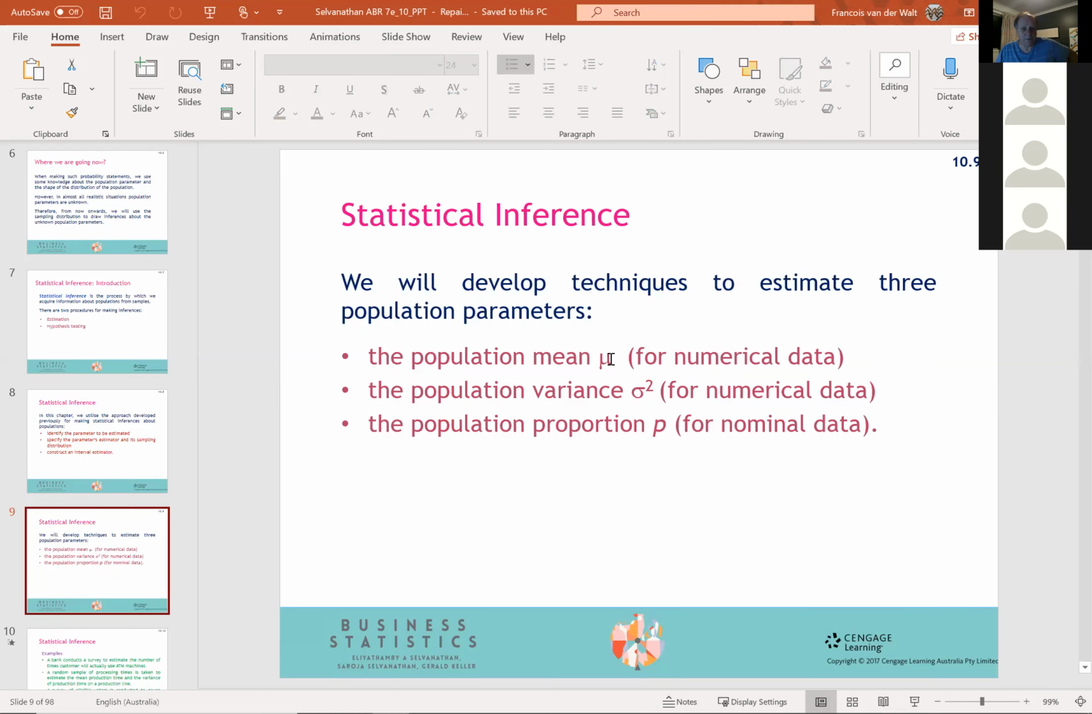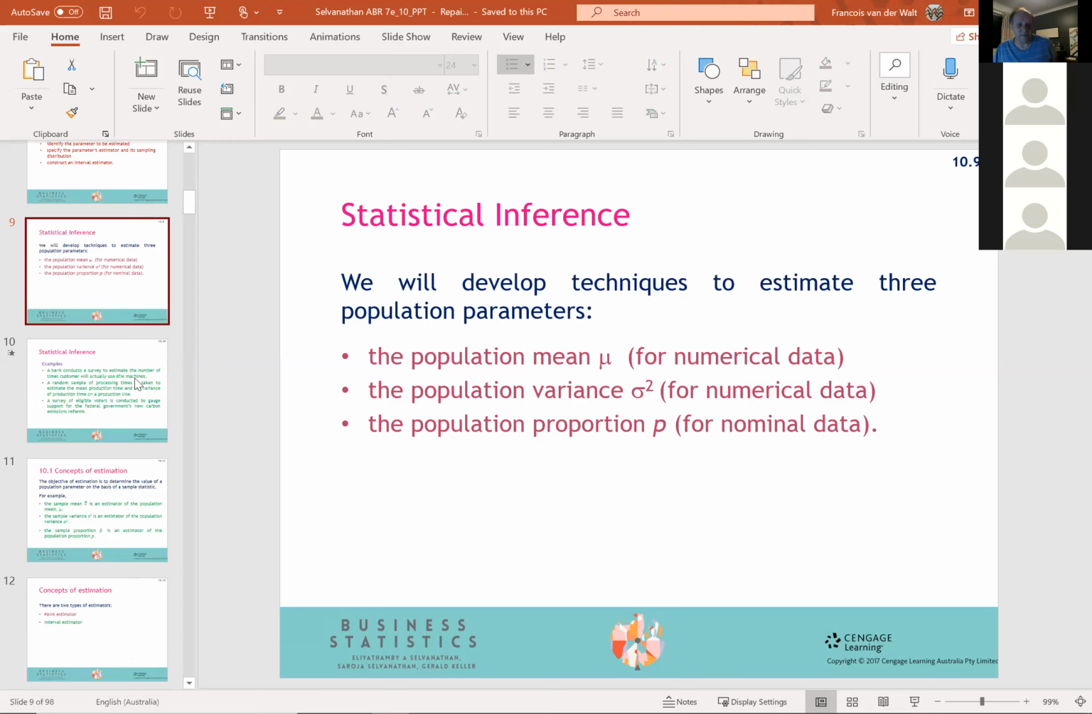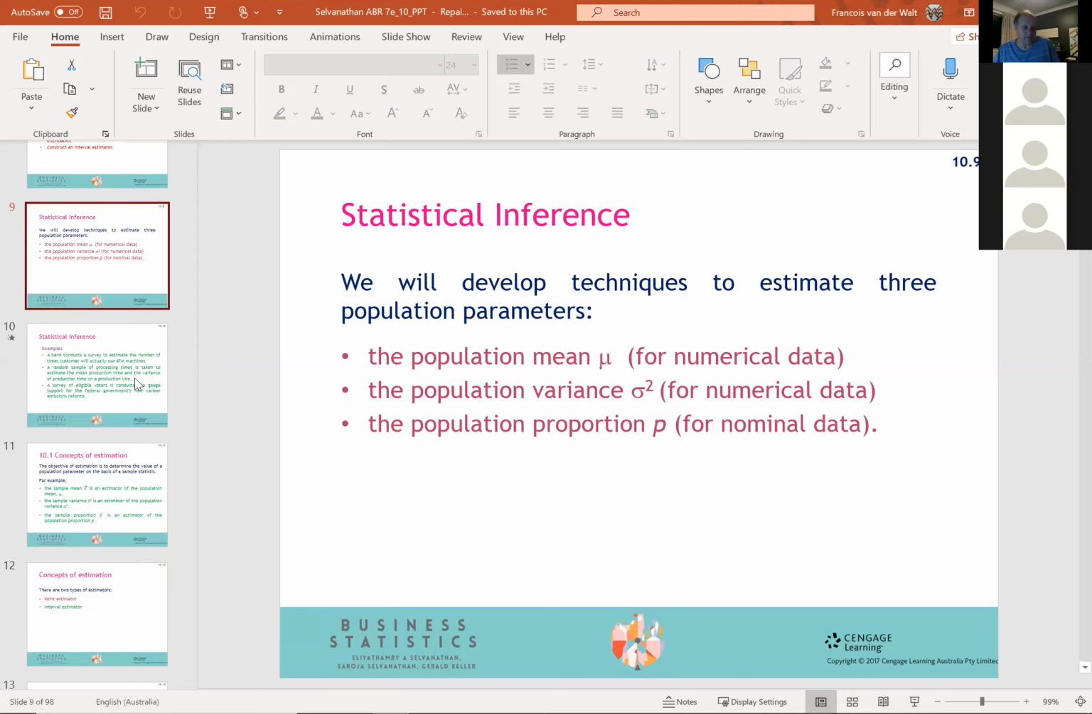We will develop techniques. I'm a slide ahead of myself. For the mean, another symbol for it is mu, for numerical data, and the population variance, or standard deviation, is sigma squared for numerical data. You'll take note of this one. We're not going to really look at that one now. It's a fascinating place, but we're sort of running out of time.